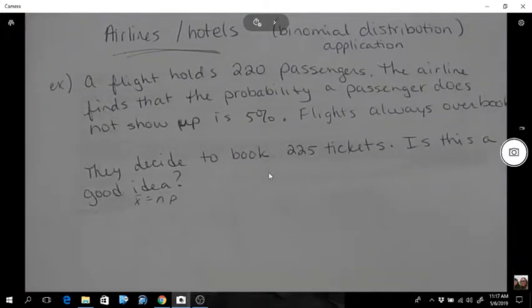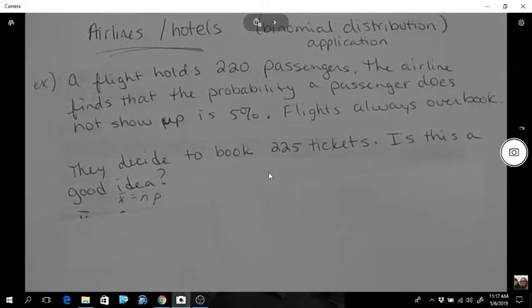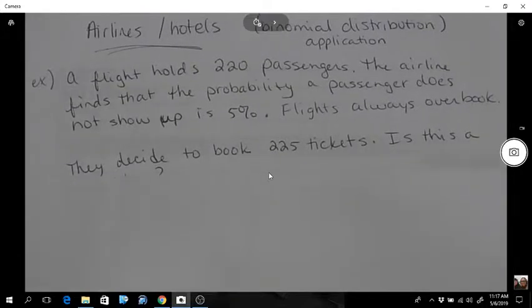So when that happens, the flights, they always overbook. They sell more than 220 tickets just to make sure that their flight is full and they can get the most money possible. So what they do is they decide to sell 225 tickets. Would this be a good idea?